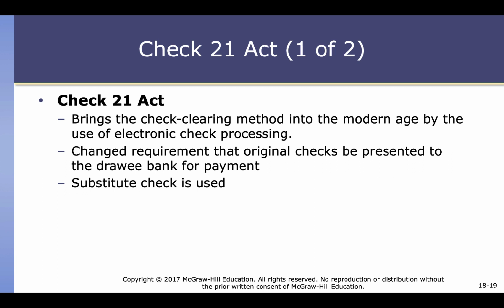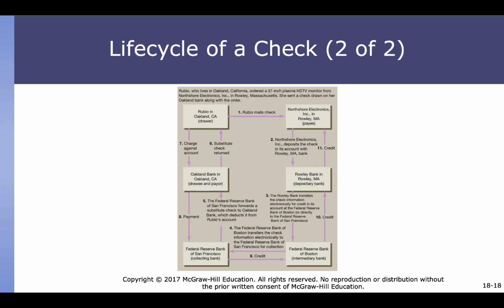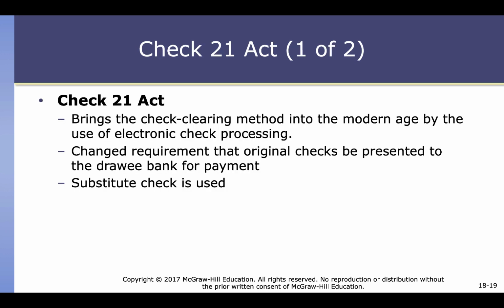The Check 21 Act is what allowed for electronic clearing of the check. So before, in this example, the check would have to physically travel to all of these places. But because of the Check 21 Act, it brings the check clearing method into the modern age by the use of electronic check processing. It changed the requirement that original checks must be presented to the drawee bank for payment. A substitute check is used, which is obviously much quicker and much more convenient.